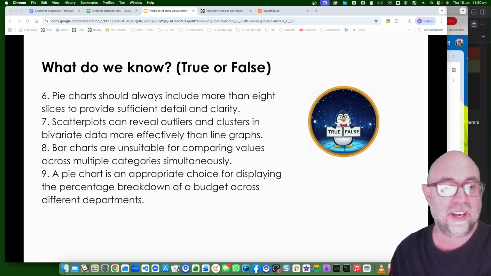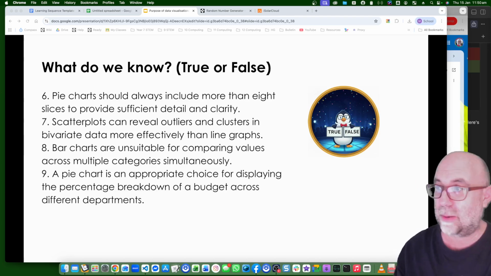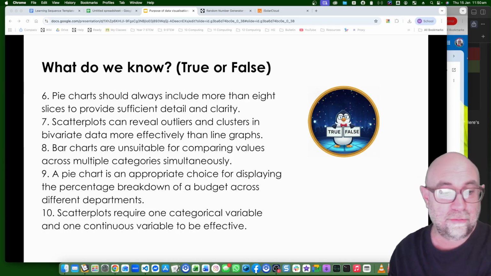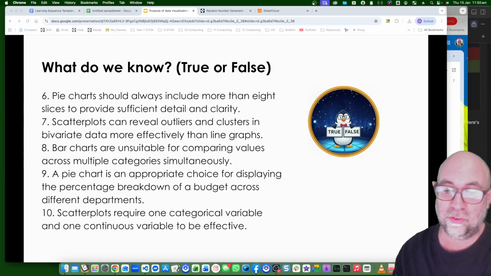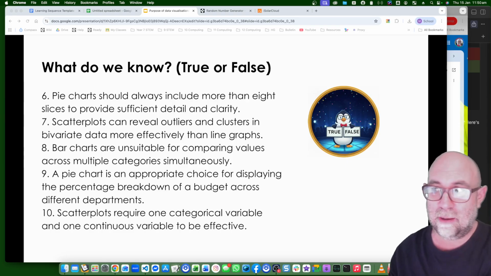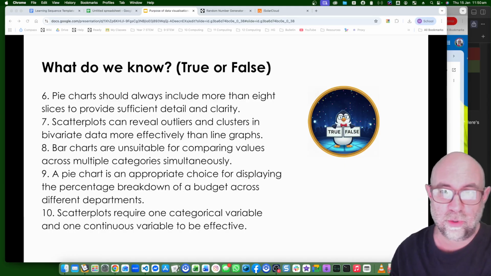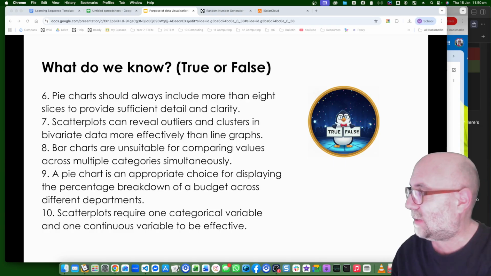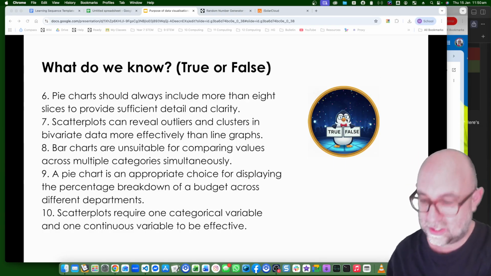A pie chart is an appropriate choice for displaying the percentage breakdown of budget across different departments. Yeah, absolutely. That would be a great use of a pie chart. And the final question is, scatter plots require one categorical variable and one continuous variable to be effective. No, that's false. They, in fact, both should be continuous. Scatter plot's not really very useful when you're talking about categories rather than continuous data.